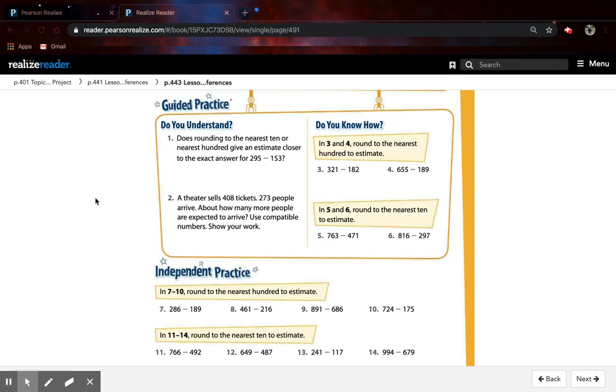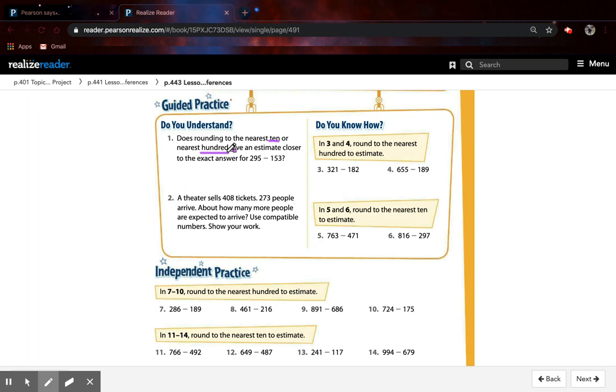For the guided practice, it says, do you understand? Does rounding to the nearest 10 or to the nearest 100 give an estimate closer to the exact answer for 295 minus 153. So they just want to know if you rounded to the nearest 10, would your answer be closer to the exact, or to the nearest 100? Would your answer be more exact?